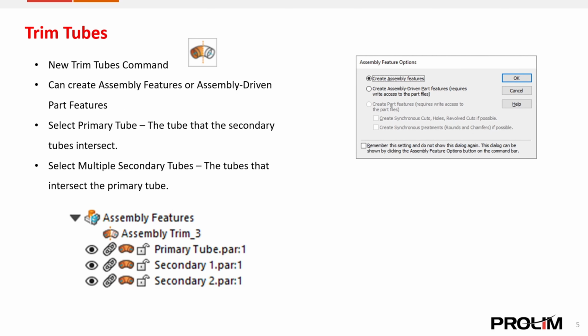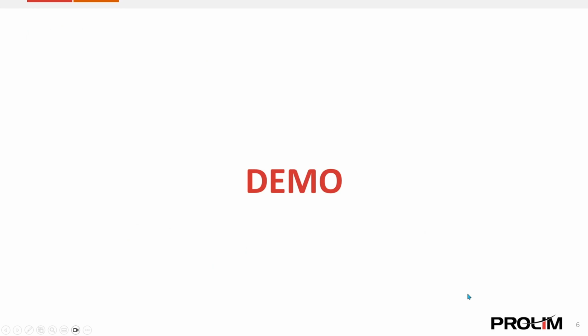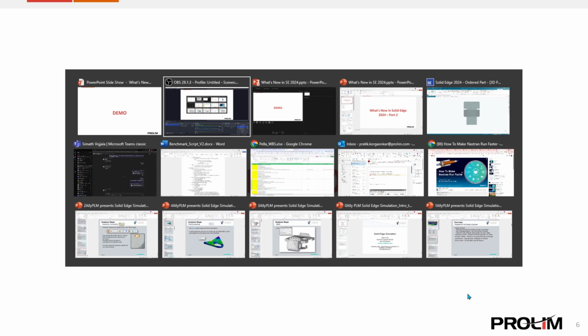And we have a new command that is called trim tubes, and this command is an assembly feature, so you have the option to add this as an assembly feature, or you can have this as an assembly driven part feature. The workflow for this is very easy, where you simply first select your primary tube and then select all the intersecting tubes with your primary tube, so that this command will create a cut as you would expect. So now let's take a look at all of these commands in action.